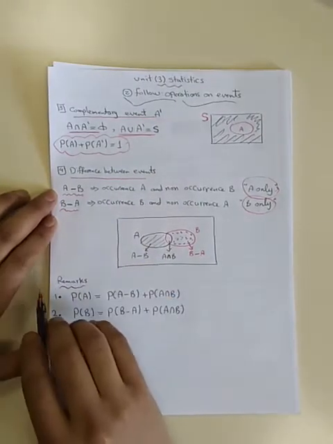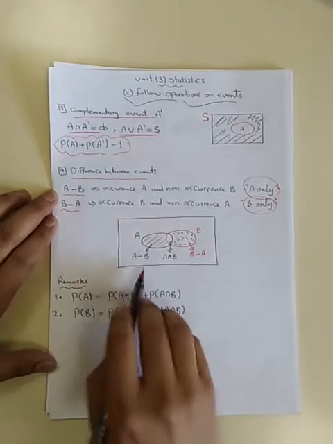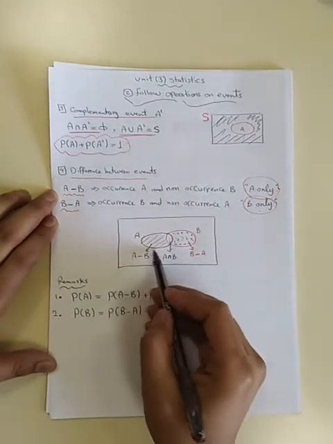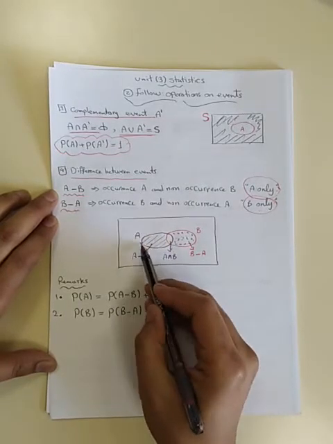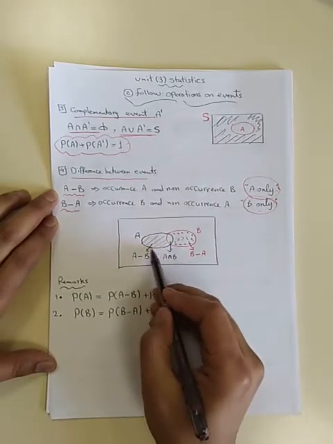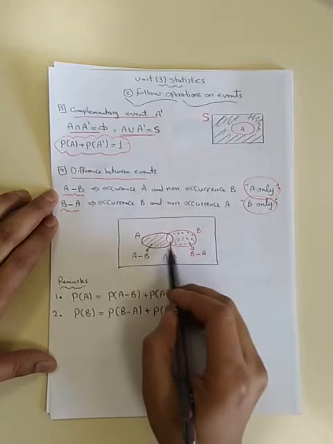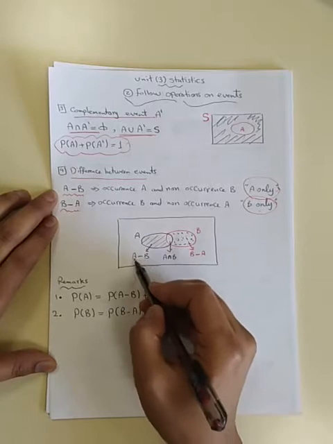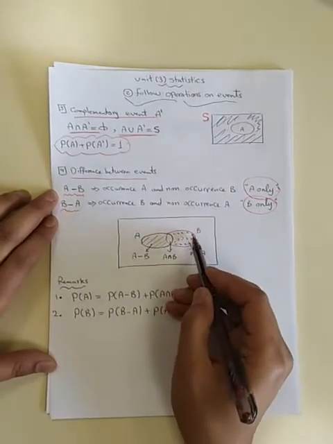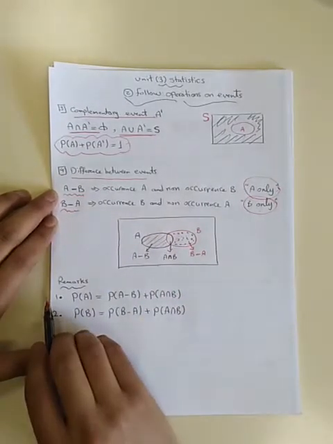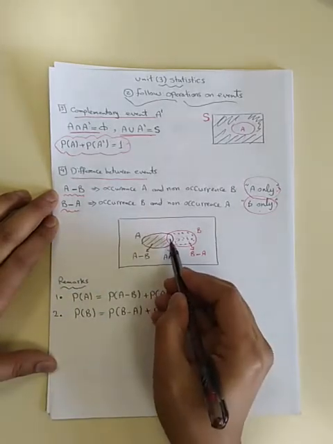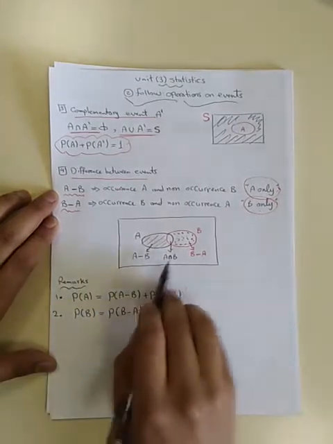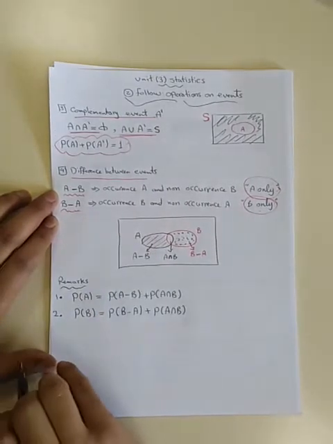The Venn diagram shows the meaning of the difference, as you see. If A is the event in black, and the red is B, this part is A difference B, and this part is B difference A. And the common part is A intersect B, as you see.